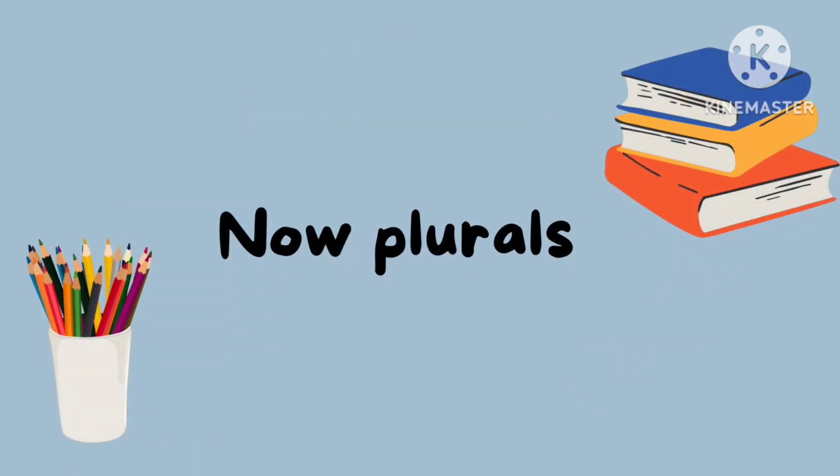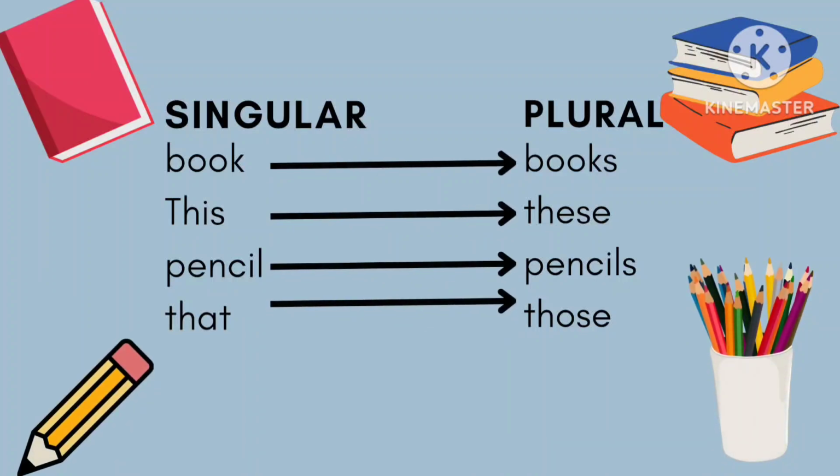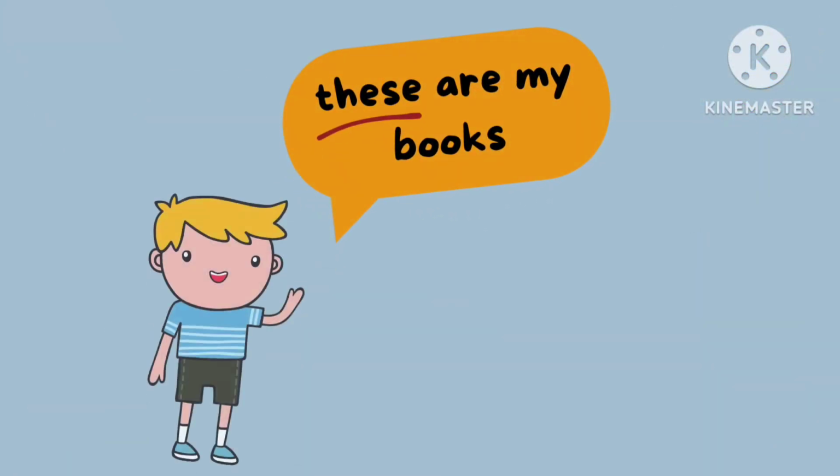Okay, now let's see about the plural forms. So many pencils or so many books are there, what do we have to use in the place of this and that? See here. What are the plural forms for book? Books. For this, these. For pencil, pencils. For that, those. So now let's see.